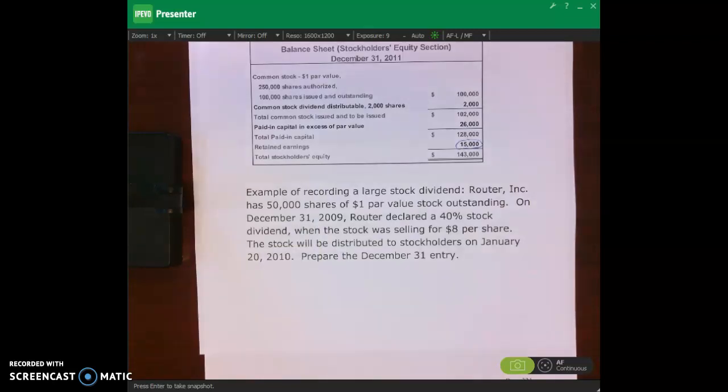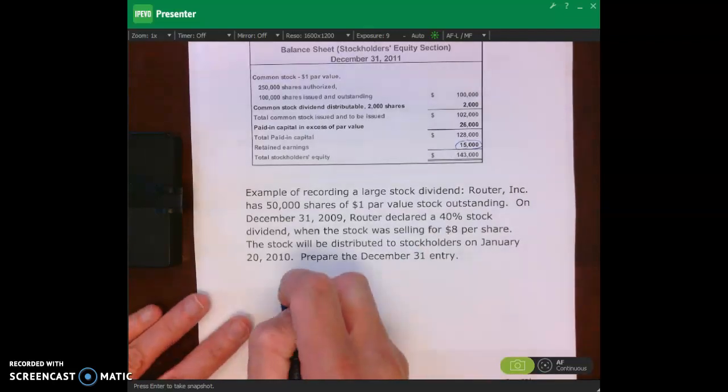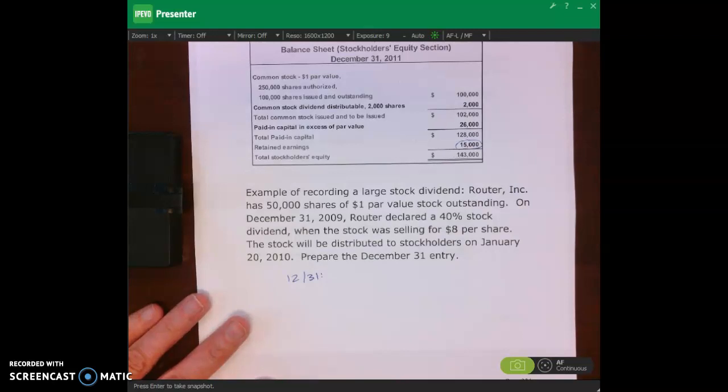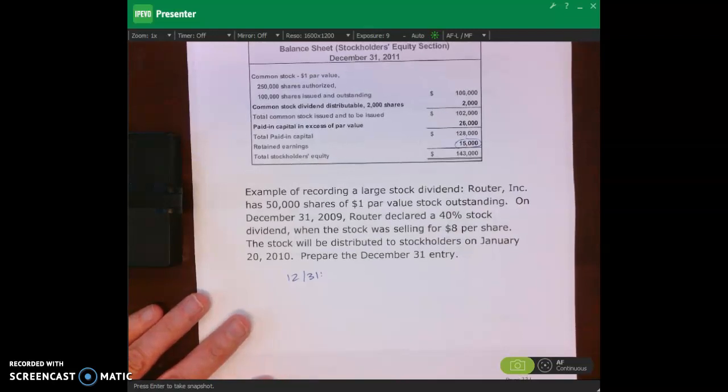And let's look at our journal entry here for the 31st. With a large stock dividend, it's a slightly different journal entry.